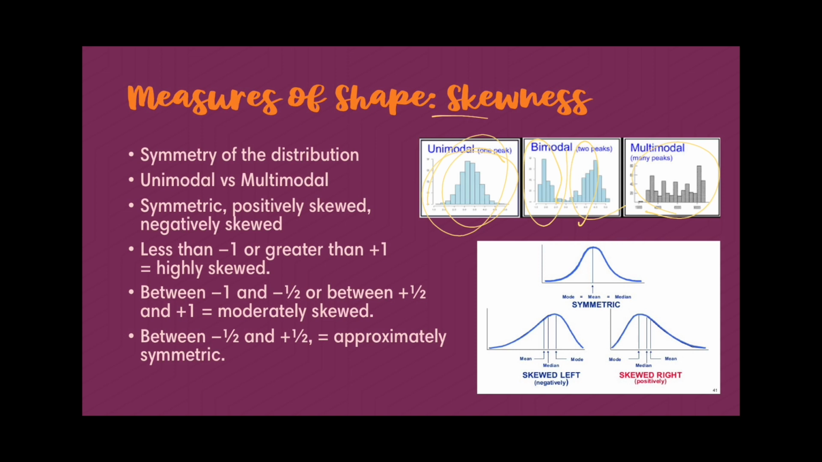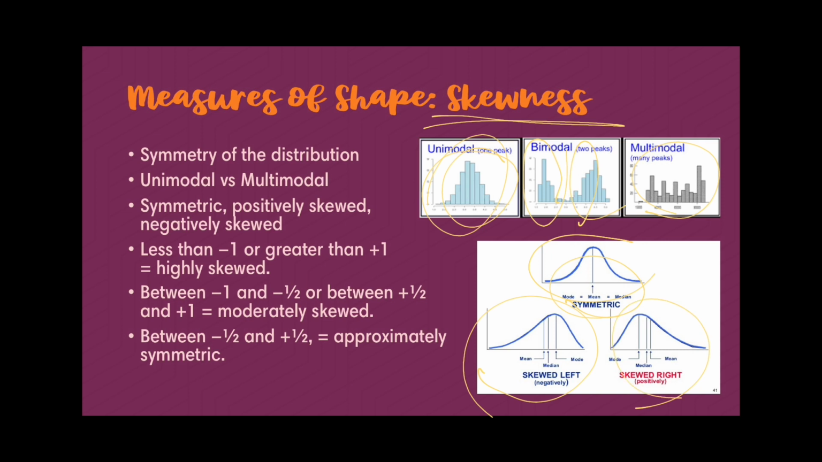And then when we talk about skewness, again, there are three characteristics or three levels of skewness. We have symmetric, which is the most ideal, so it has pantay yung left and the right side. And then it can be skewed to the left, meaning it's more negatively skewed, or it can be skewed to the right, or it's more positively skewed.